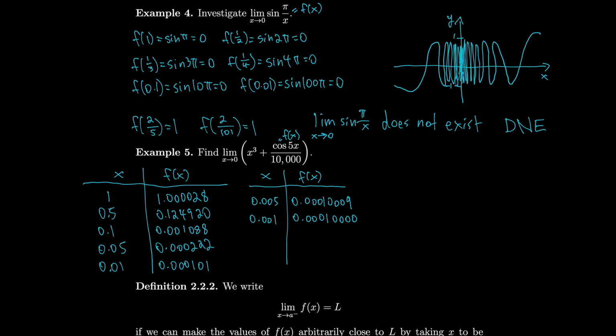This will also make a little bit more sense later on, because we'll see that the limit as x approaches 0 of cosine 5x is actually 1, which makes sense that this thing would then approach 1 over 10,000 because of the 10,000 in the denominator. But for now, the table is good enough, provided that we made it long enough.